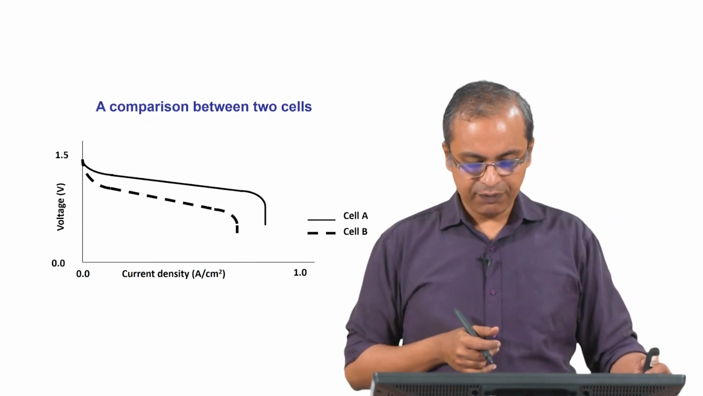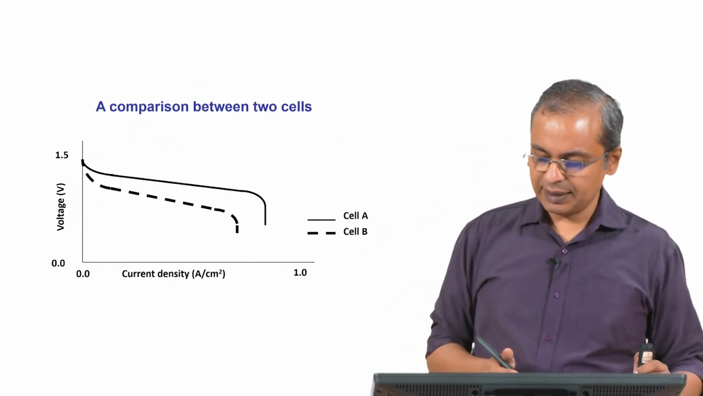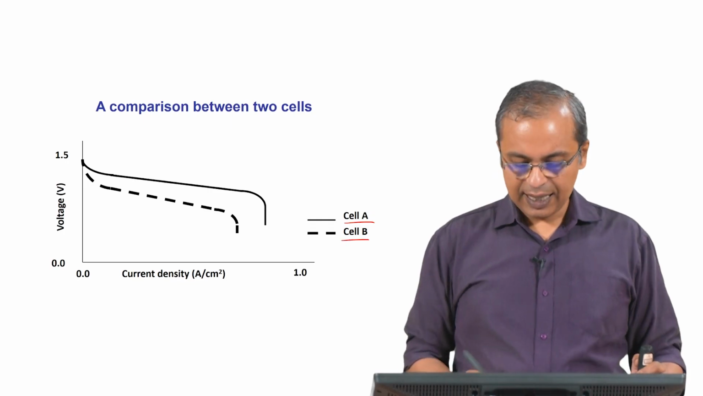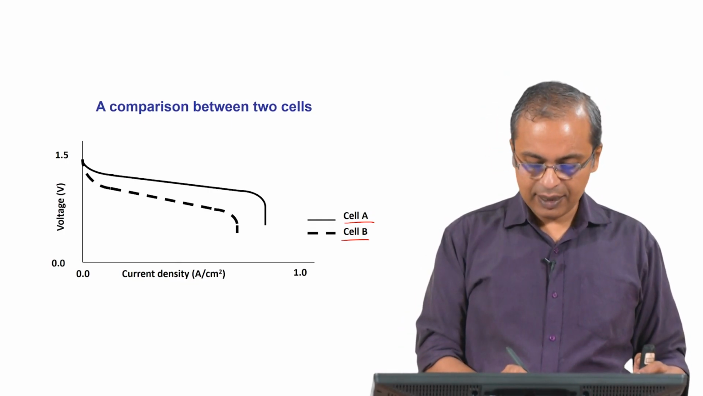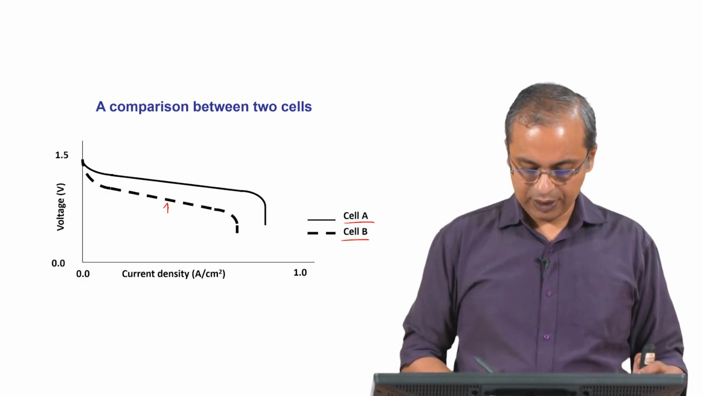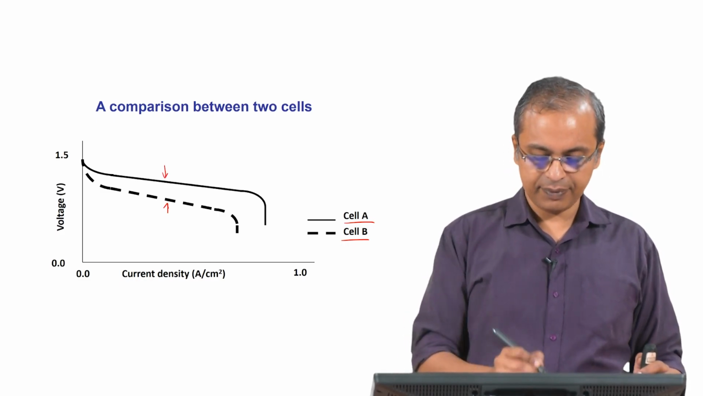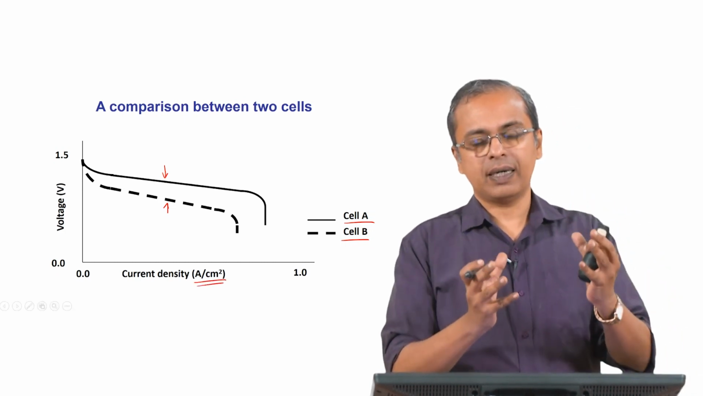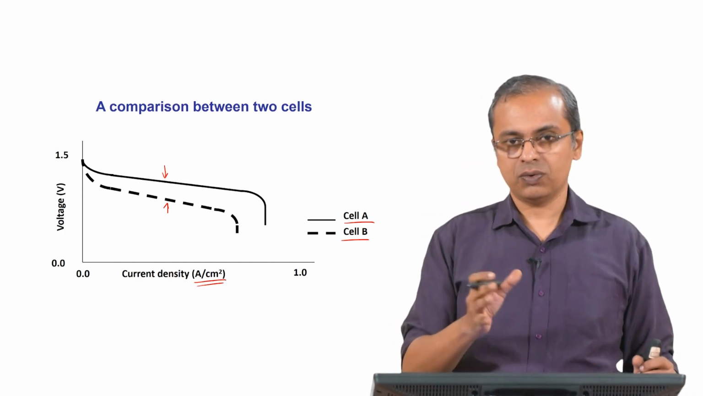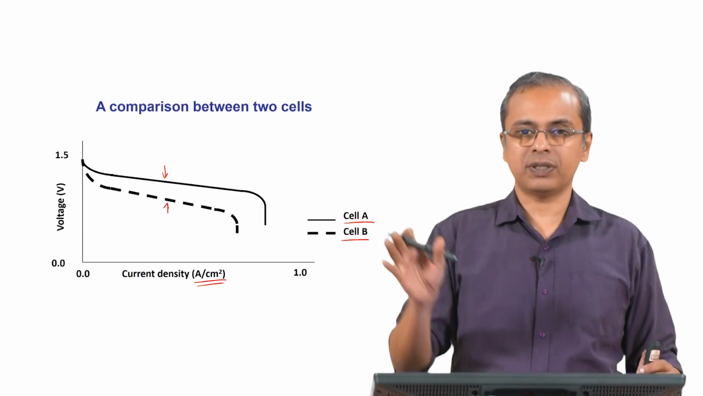So for example, if you look at this, you have 2 different cells here, cell A and cell B, and I have done a polarization curve for both those cells. You can see here clearly that cell B is giving you much lower voltages for any given current density compared to cell A. And we use current density because then you can compare even cells of different sizes. So that is the reason you can normalize for the size.